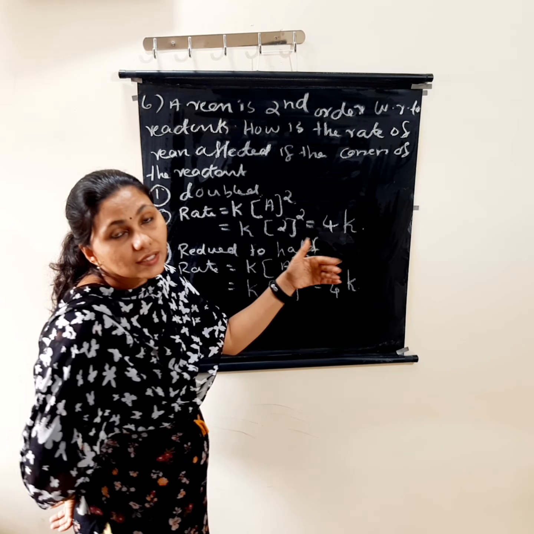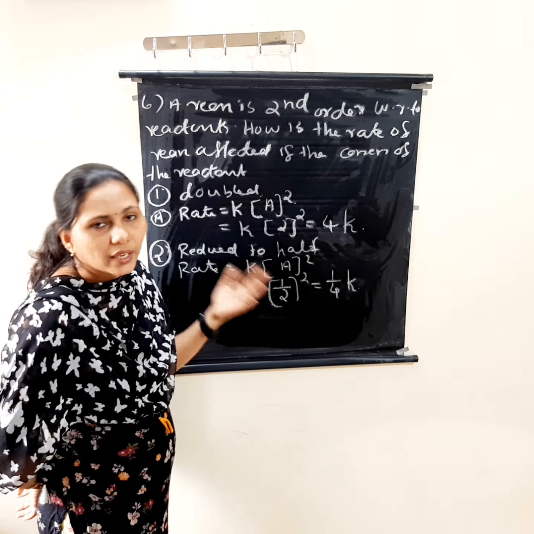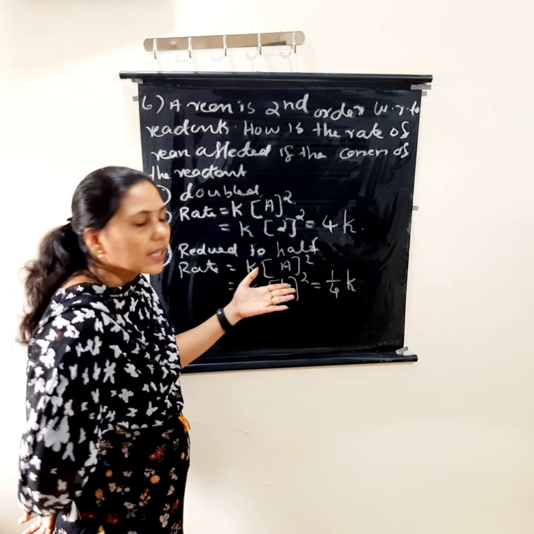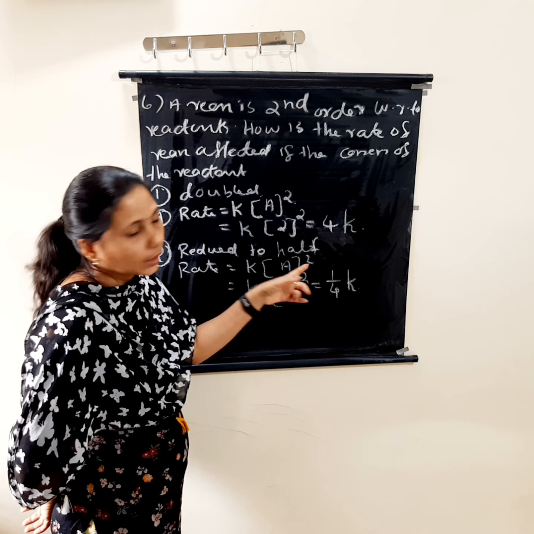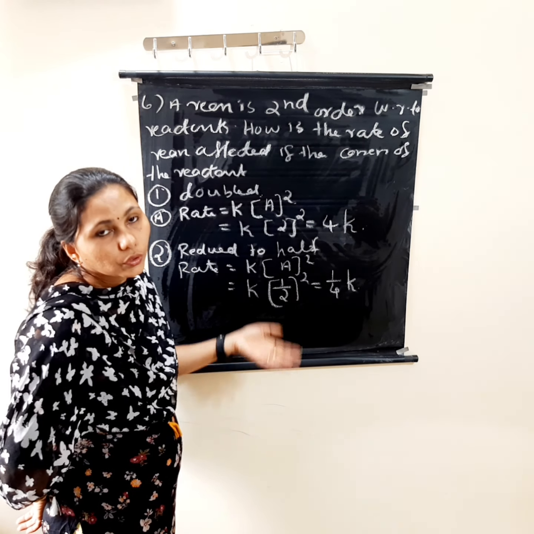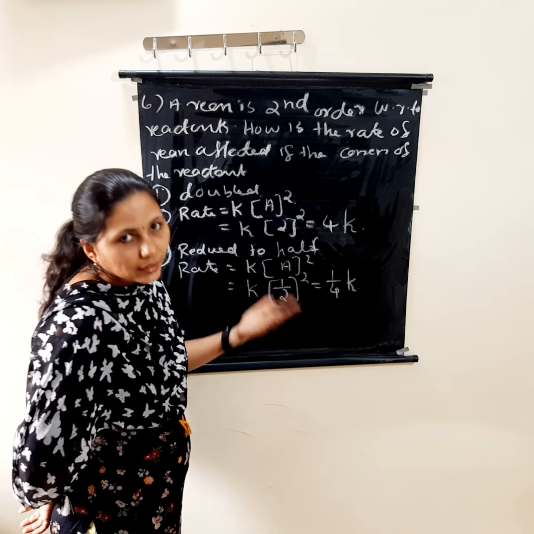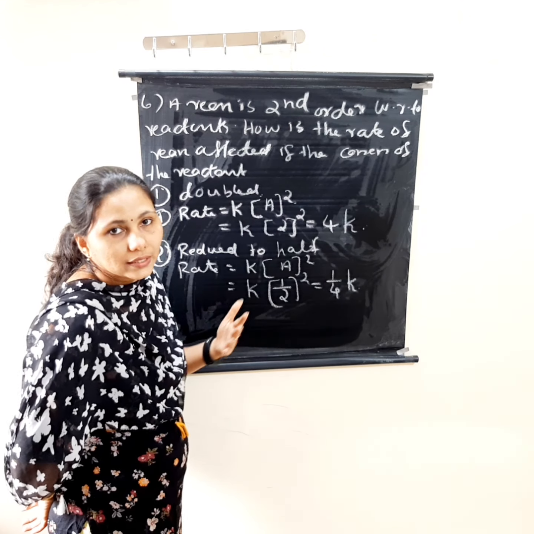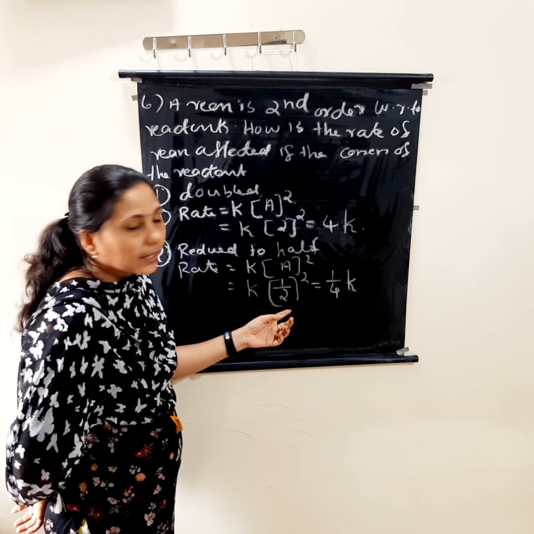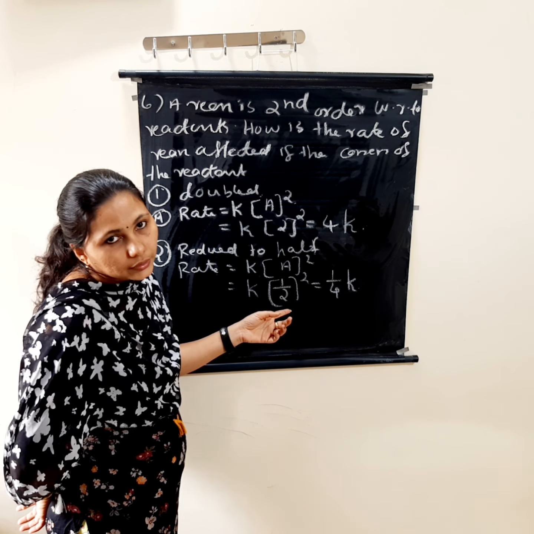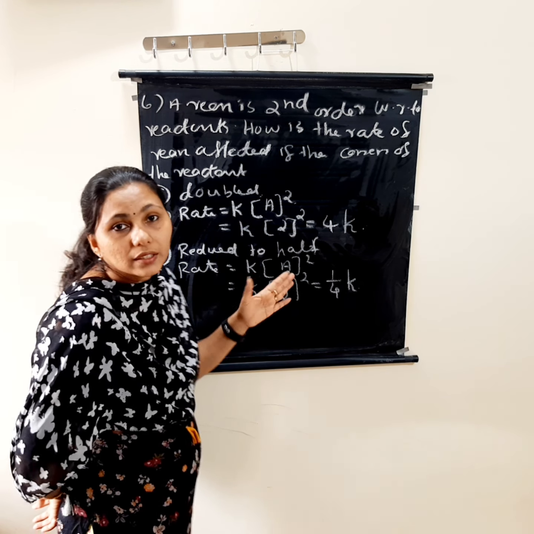Here the reaction rate is increased by 4 times. Anything if they are giving, second order means you have to write the concentration to the second power. First order means first power. According to that, you can tell whether the reaction rate increases or decreases. Here it is increasing by 4 times. Here it decreases by 1 by 4 times.